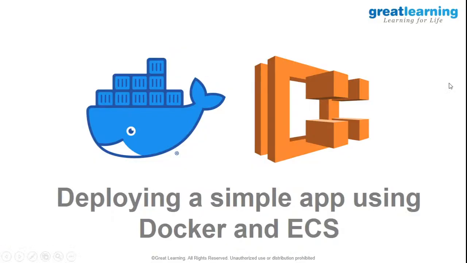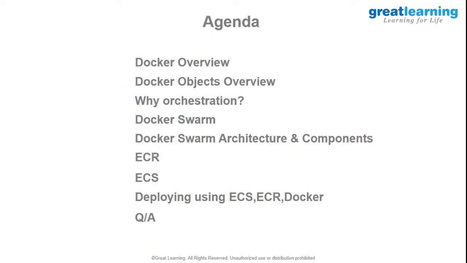So let's start off with the session. In this session, we'll learn a lot of topics. Let me show you what topics we'll go through. We'll go through Docker overview and Docker objects overview, where we'll understand what Docker is and what the different objects are. Then we'll understand why orchestration is important when we are working with ECS. Then we'll move on to Docker Swarm architecture and its components, then ECR, ECS, and then how to deploy using ECS, ECR, and Docker.